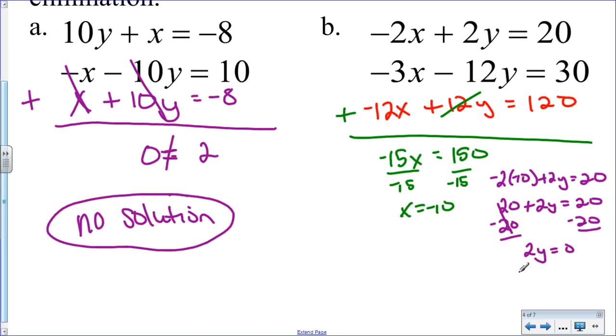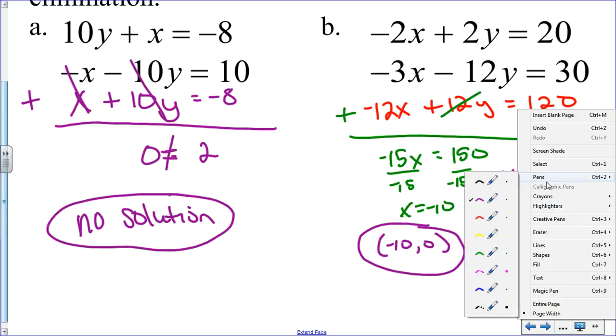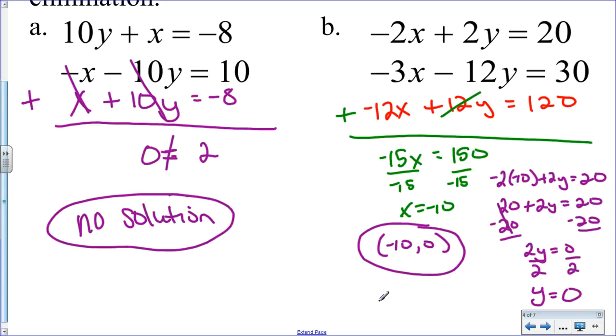Now, this one is not no solution because my y is still there. Okay, it's only no solution if everything cancels out. 0 divided by 2 is 0. So I have -10, 0 for a solution. I can check that by plugging it into the second equation. So I'm going to do -3 times -10 minus 12 times 0 equals 30. Well, -3 times -10 is +30, and anything times 0 is 0. So 30 minus 0 is actually 30. So again, we're in pretty good shape there.